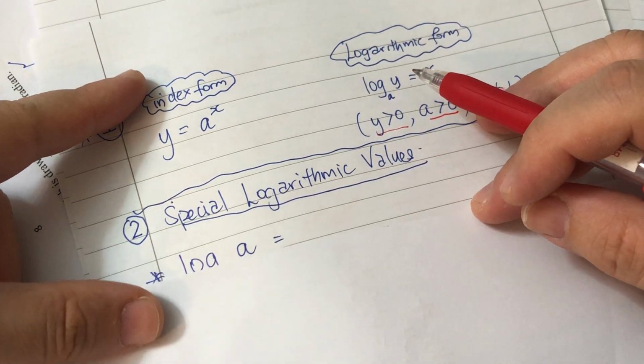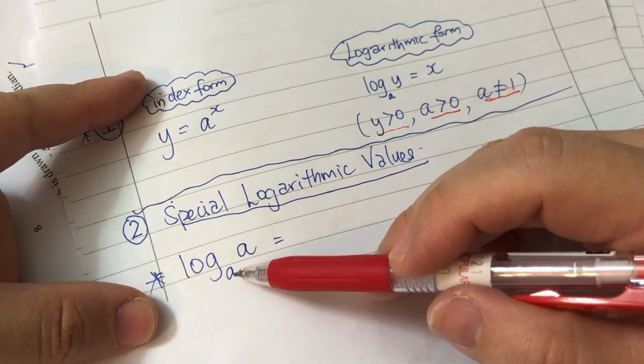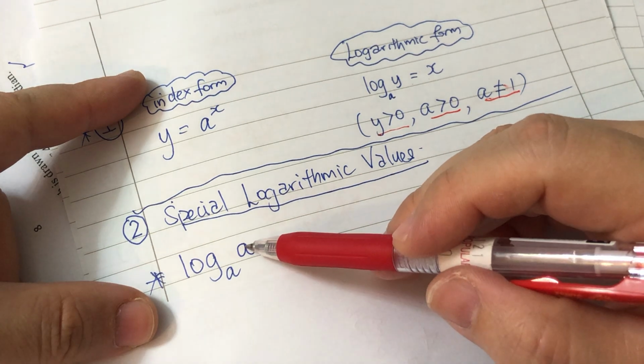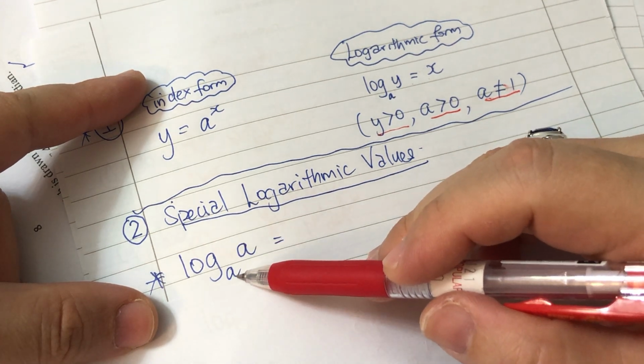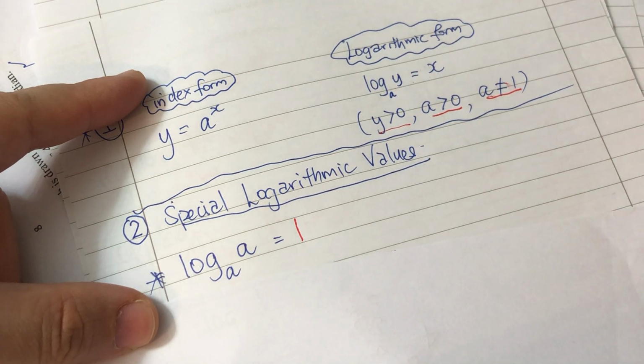Now, special logarithmic values. This is what I want to show you. Log of a to base a. That means if you see this answer is the same as this base, this definitely has to be 1. So that's what I wanted to show you.